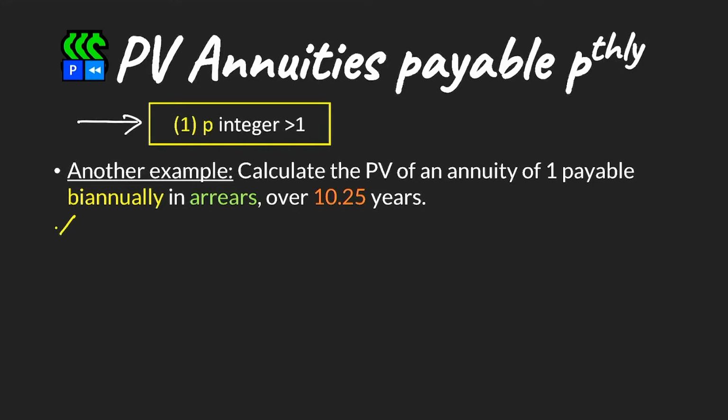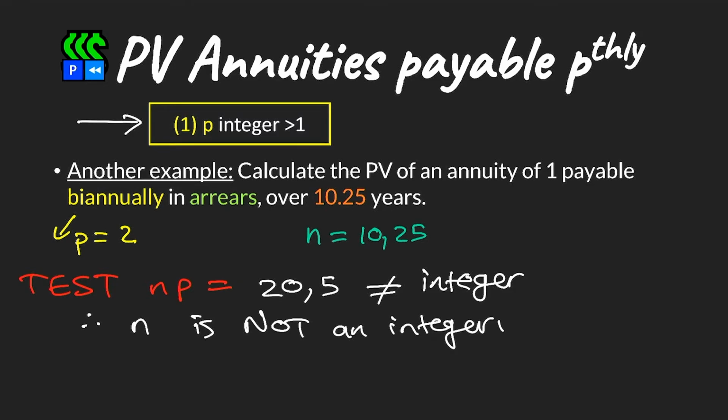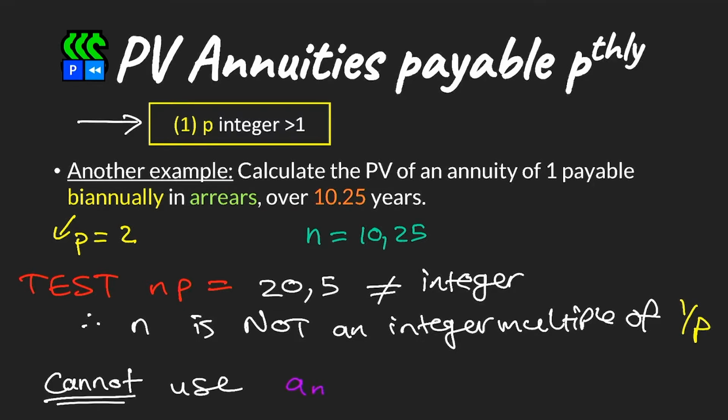Here we have an annuity of 1 payable biannually in arrears. So we know that p is equal to 2, that satisfies the first condition. And we've got n equal to 10.25. This is a non-integer, but is it an integer multiple of 1 over p? We need to test. So looking at np, we see that np is a non-integer, in which case n is not an integer multiple of 1 over p, and this means we cannot use our pthly annuity formulas.